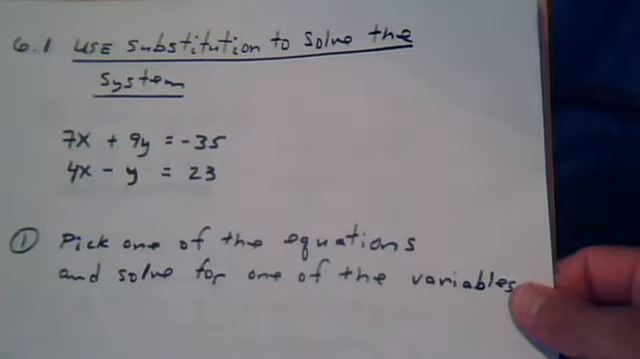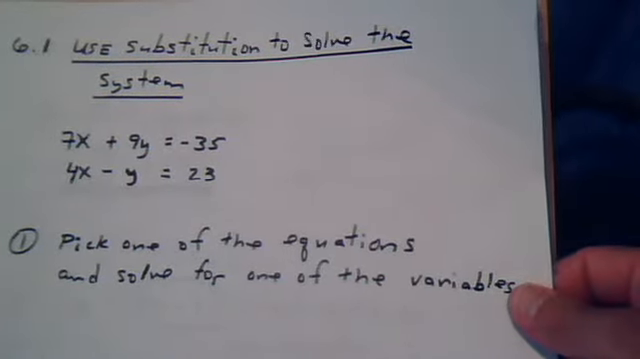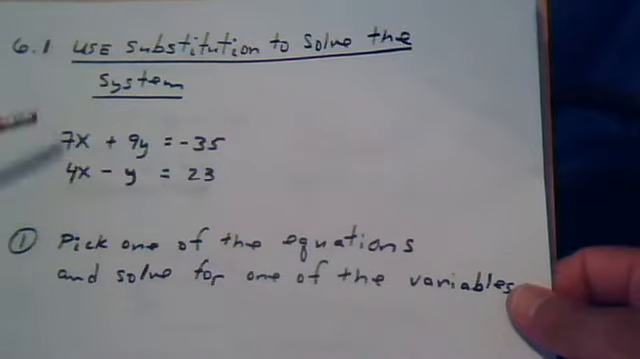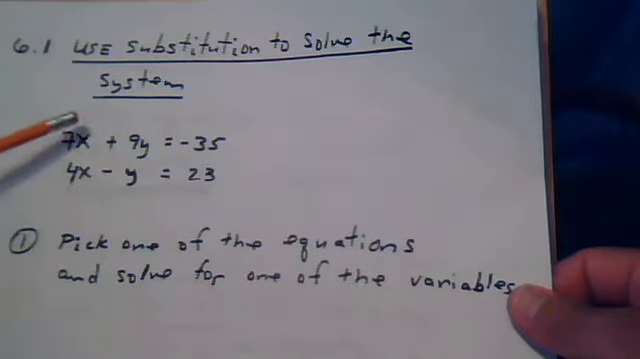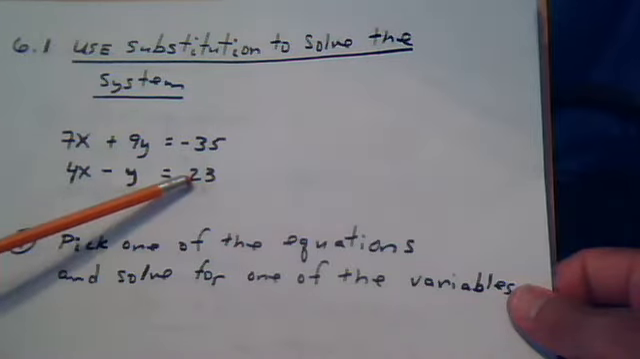Use substitution to solve the system. Remember, a system of equations is a group of equations that interact with each other. Our job is to find out what the x's and the y should be, so that when I plug them in here, they give me these numbers.